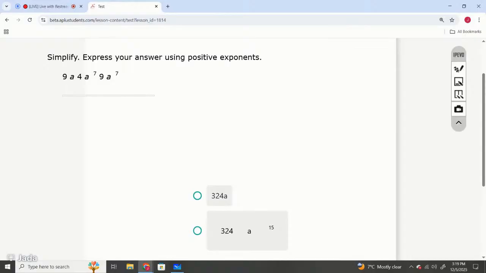Simplify. Express your answer using positive exponents. So, which is the correct option? That is 324 A^15. Option number 2 is the correct option.